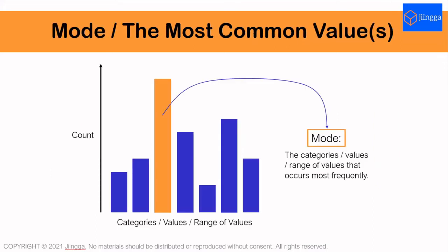Next, mode. Mode means the most common values or category. Or we can say, the mode group has the highest count. For example, in a class, most of the students passed an exam compared to fail. Therefore, pass is the mode. Or another example, in a group, most of the members have height of between 160 cm to 170 cm. Therefore, 160 cm to 170 cm is the modal interval.